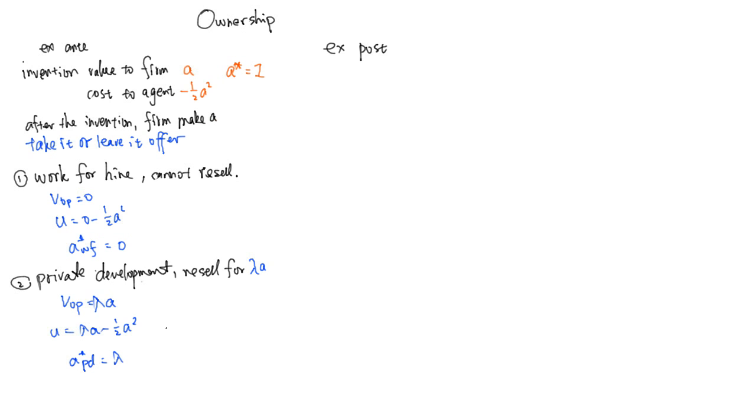Let's assume that lambda is between 0 and 1. The reason is that there is some complementarity between the firm and the agent, so the agent designed the device for the firm, and if the firm is not using it, someone else using it will not be able to fulfill its full potential.